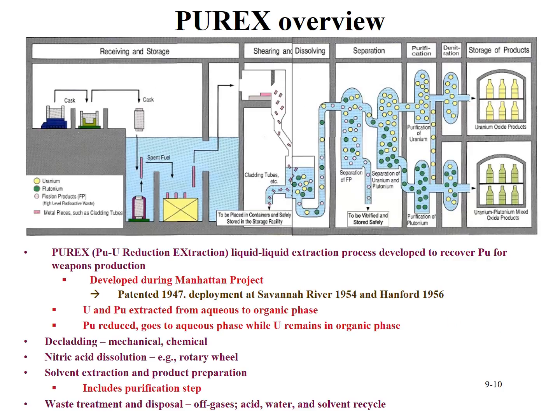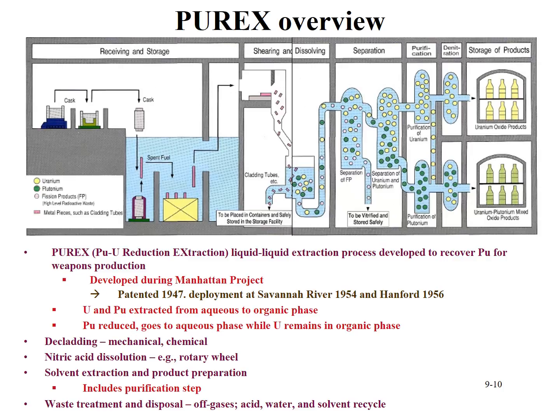In overview of the Purex process, the uranium and plutonium are extracted from the aqueous phase into an organic phase. The plutonium gets reduced after the separation of that organic phase, and the reduced plutonium then goes back into an aqueous phase while uranium remains in the organic phase, so one would have a stream eventually of just pure plutonium.